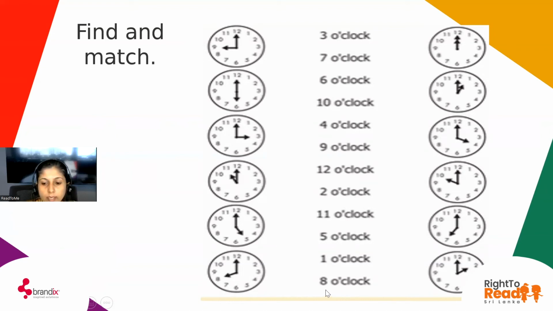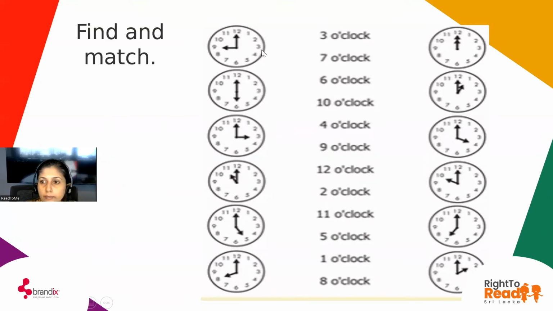1 o'clock, 8 o'clock. That means when the shorthand is on 3 and the long hand is on 12, we can say 3 o'clock. When the shorthand is on 3 and the long hand is on number 12, we can say 3 o'clock.